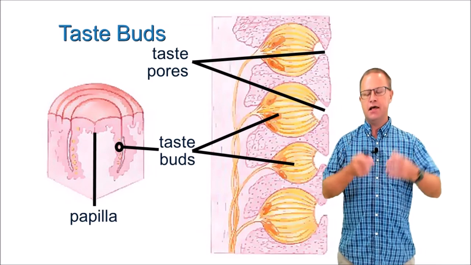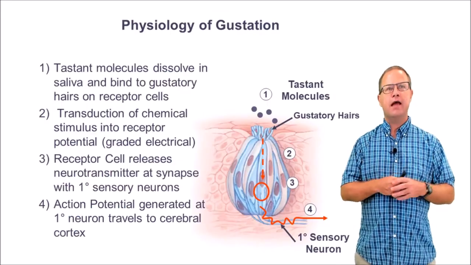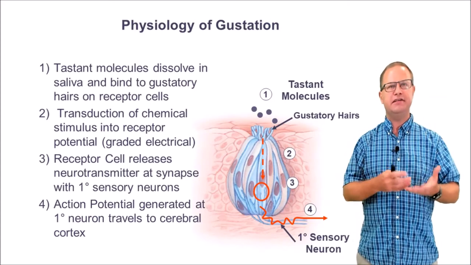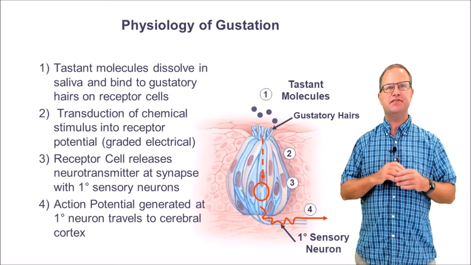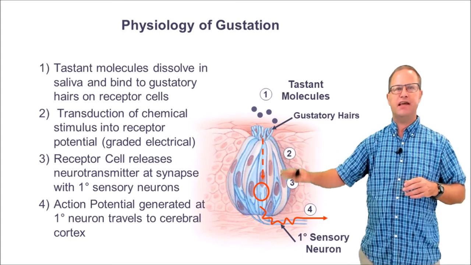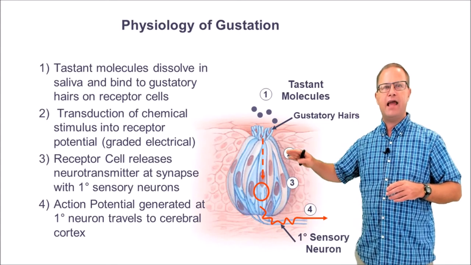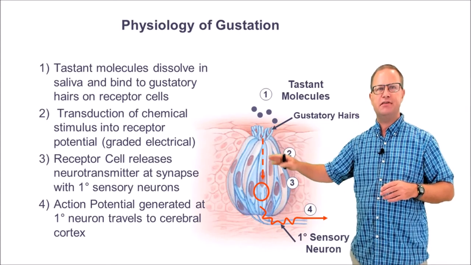That is the molecules that are in your food. Now the physiology of gustation or taste is a little bit complex, so we're not going to go into all the different details here, but I do want to point out some different cells. Okay, so here we have our taste bud, which is located in our papilla. Now along that taste bud, we have some sensory receptor cells that have these sensory hairs on here.